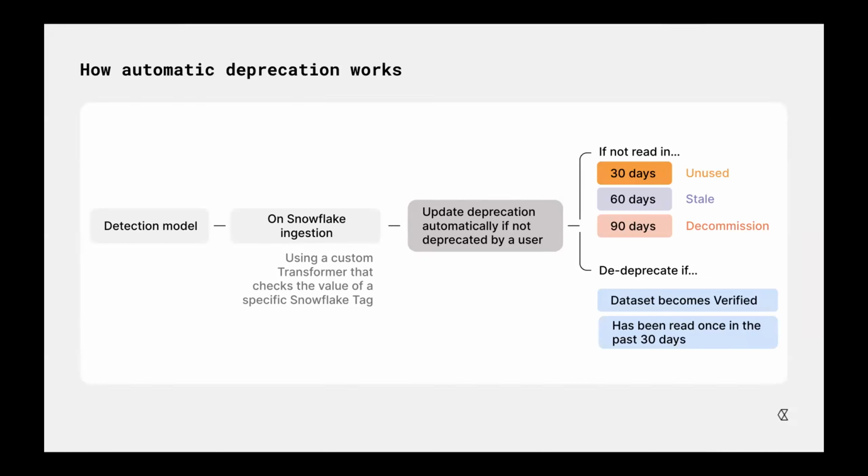We also provide users a way to de-deprecate something. That means that if a data set becomes verified, meaning it has full documentation, clear ownership, and so forth, that data set then becomes protected in some cases. In the other case, a data set can be deprecated if it has not been read once in the past 30 days.